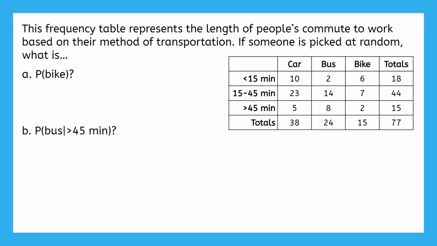This second example says this frequency table represents the length of people's commute to work based on their method of transportation. If someone is picked at random, what is A, P of bike, and B, P of bus given greater than 45 minutes? We also have our frequency table here where the rows represent the length of the commute and the columns represent the method of transportation. Why don't you pause the video here and give this problem a try on your own?